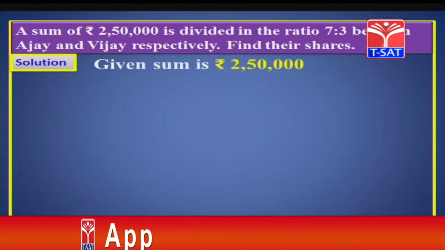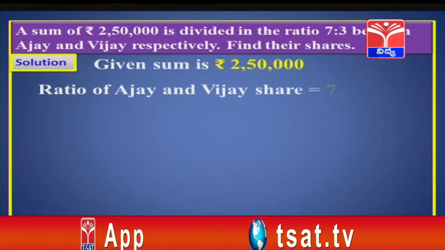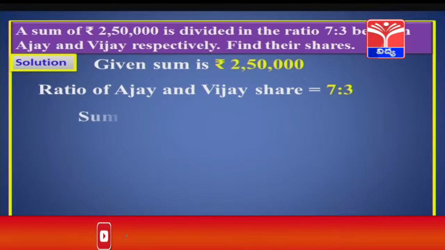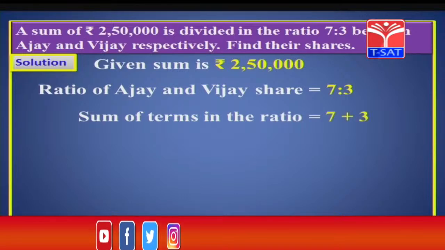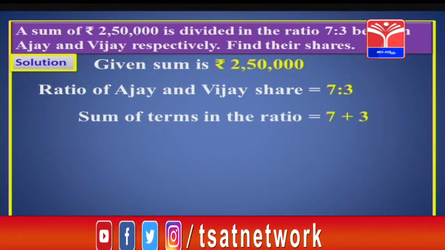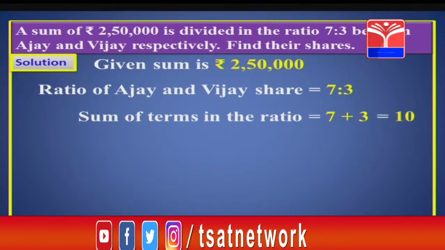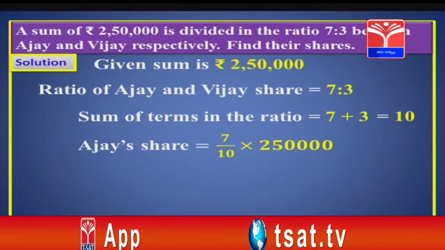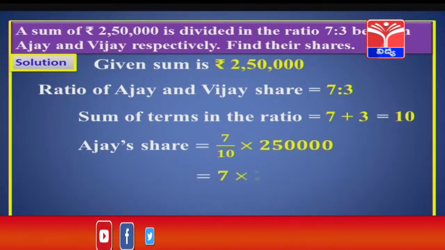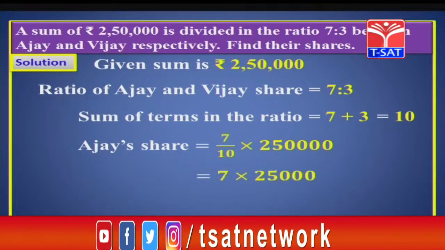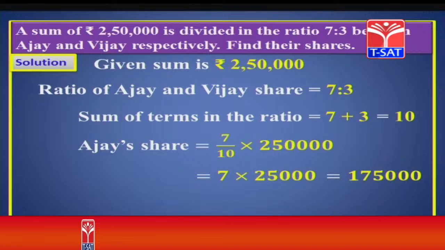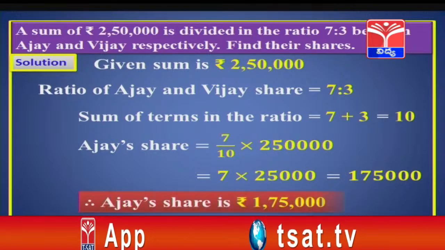So, what is the amount given? 2,50,000. And what is the ratio between Ajay and Vijay's share? That is 7:3. Now, let us find the sum of the terms of the ratio, that is 7 and 3, which is 7 plus 3 equal to 10. Now, what is Ajay's share? 7 out of these 10 parts. So, that is 7 by 10 into 2,50,000. On simplification, you get 7 into 25,000, which is 1,75,000 rupees.